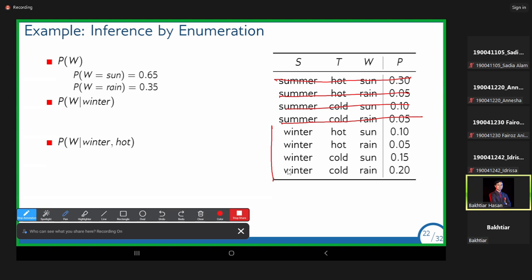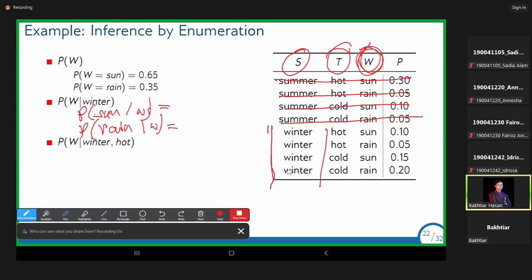Now, we still only care about P of W, so we need to collapse this as well. You'll see that after crossing out the seasons, for the season we have a single value. Now we are concerned about the weather, so we will collapse these rows as well. So how do we collapse? Again, we are going to have P of sun given winter and P of rain given winter.